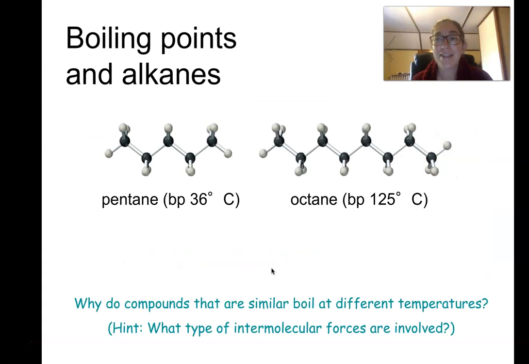So let's look at some specific molecules and their boiling points. Let's start with some alkanes, some simple straight chain hydrocarbon molecules. We've got pentane here, which has 5 carbons, and octane, which has 8 carbons. Pentane has a boiling point of 36 degrees Celsius, whereas octane has a boiling point of 125 degrees Celsius.